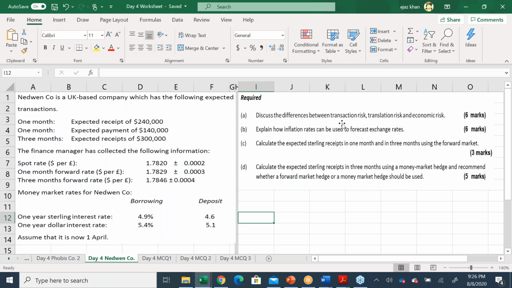For example, if you have to purchase raw material from a foreign supplier, and you have to make a payment in 1 month's time.